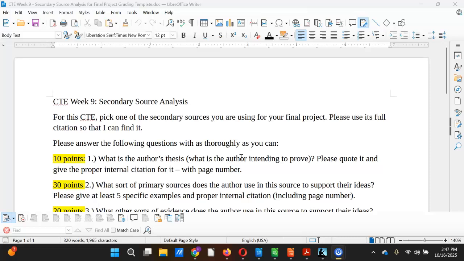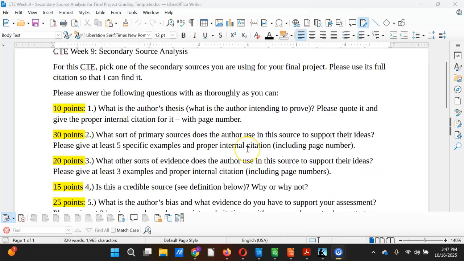All right, so here's how I graded this. I gave 10 points for the author's thesis. And again, as long as you gave me a full citation where I could go get whatever it was you were reading, I could also find the thesis for you. And for some of you, if you got close to it, I gave you an 8 or a 9. But that also assumed that you quoted it.